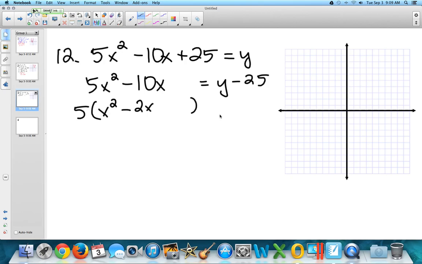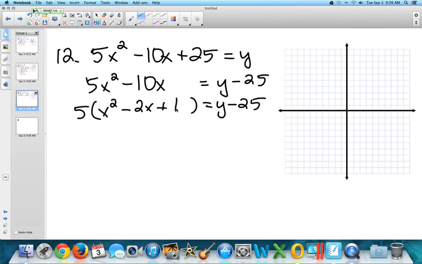Leave some space, close the parentheses, equals y minus 25. So far there's two differences in graphing versus solving by completing the square. Number 1, you don't divide everything by your leading coefficient. Number 2, you have to factor out the biggest number that goes into both of these so that you can complete the square inside the parentheses. So I'm going to take 2 and half it, so 2 divided by 2 is 1. 1 squared is 1. So I'm going to add 1 to this side.